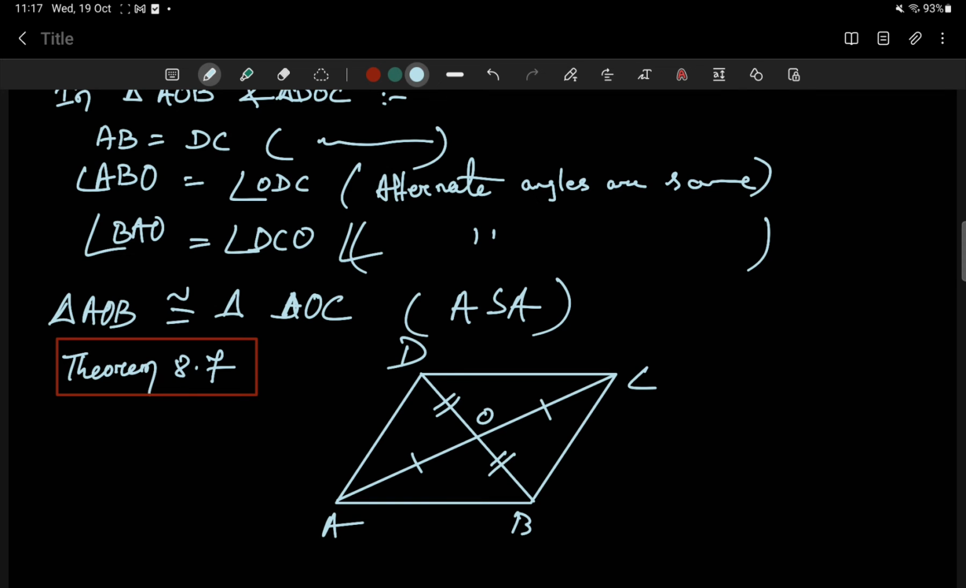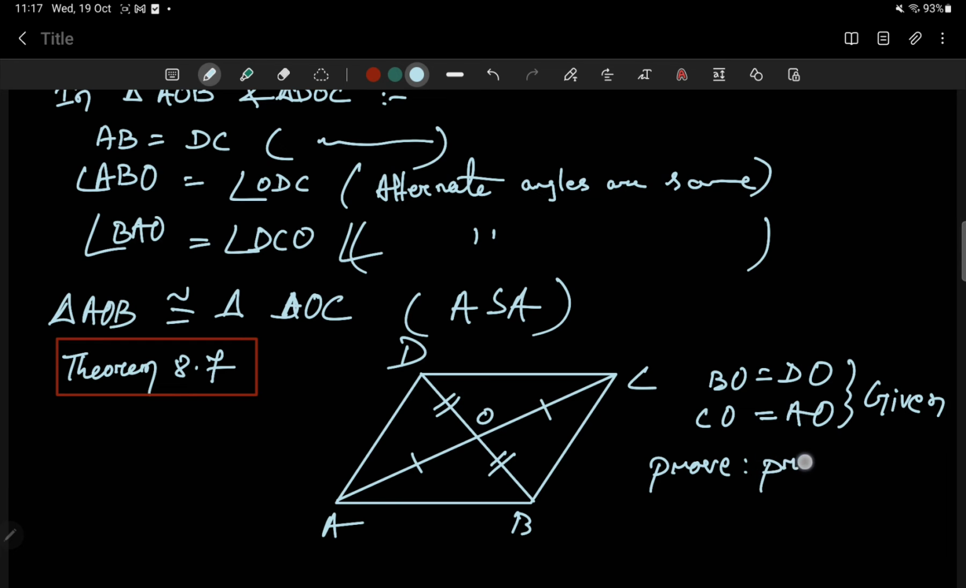See, what is given? BO equals DO is given, and CO equals AO, it is given. What you have to prove is that this is a parallelogram. Okay, how will we prove that?